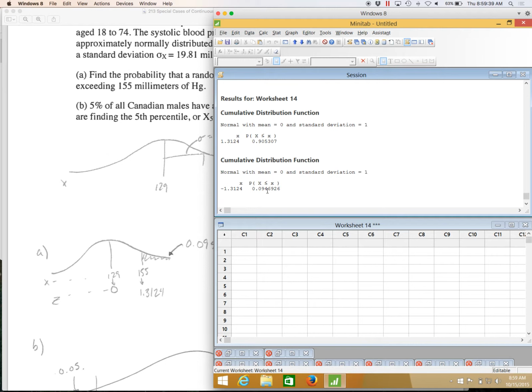You don't have to do that. You can always do 1 minus on your calculator. It's just a trick to make things easier and faster.